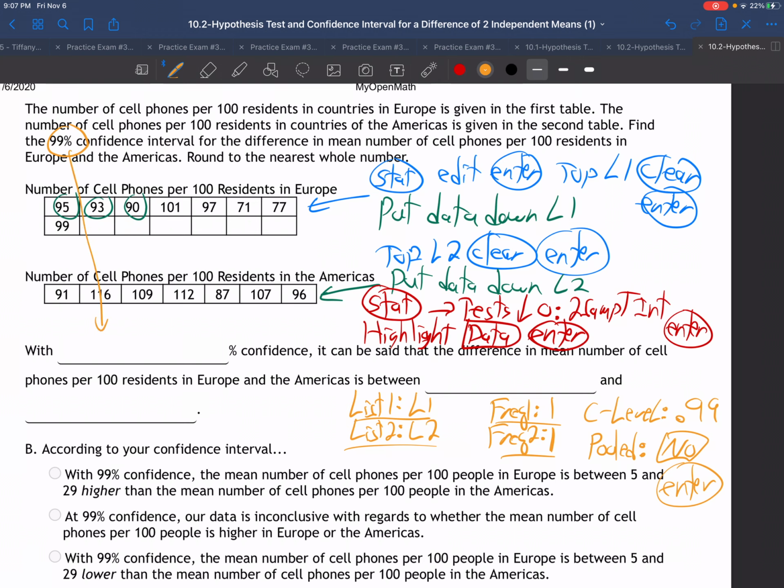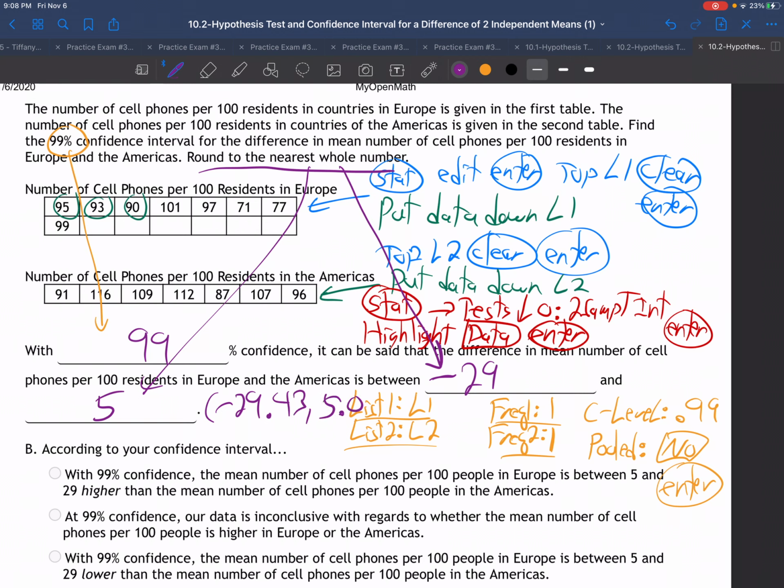So we say with 99% confidence, I'm getting an interval between negative 29.43 and 5.0382. Since it says round to the nearest whole number, I rounded both those numbers: between negative 29 and 5. All right, so what does that mean then?